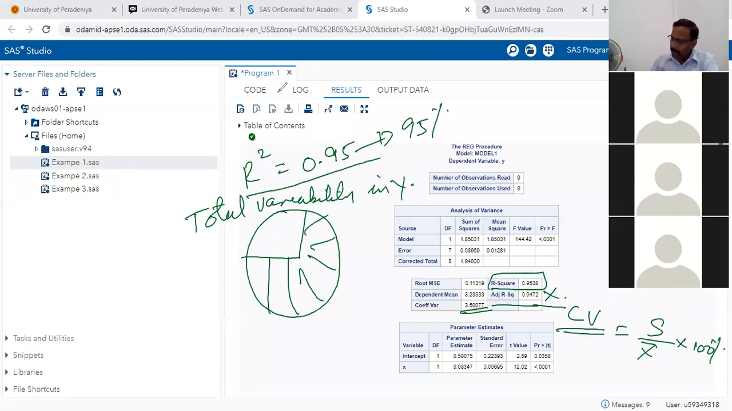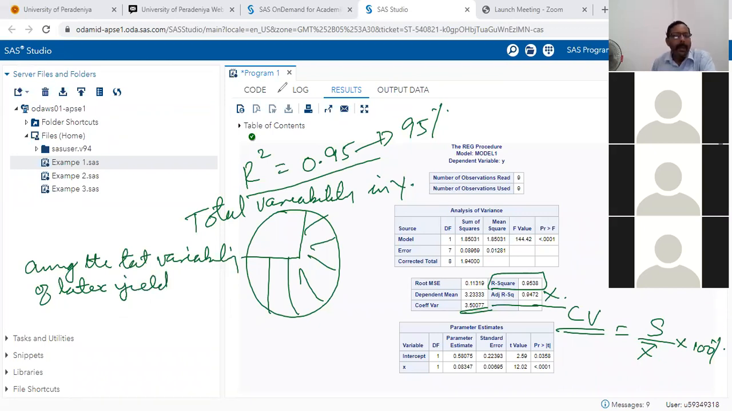So how can we explain this R square? Among the total variability of latex yield, the diameter of the tree is explaining almost 95% of the variability. This is from our previous course. That is why I am directly writing it.